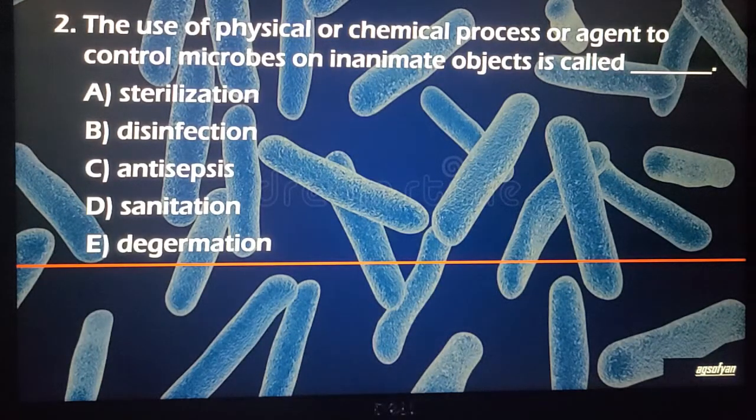Number 2. The use of physical and chemical process or agent to control microbes on inanimate object is called A. Sterilization, B. Disinfection, C. Antisepsis, D. Sanitation, or E. Degermation. Choose your answer.